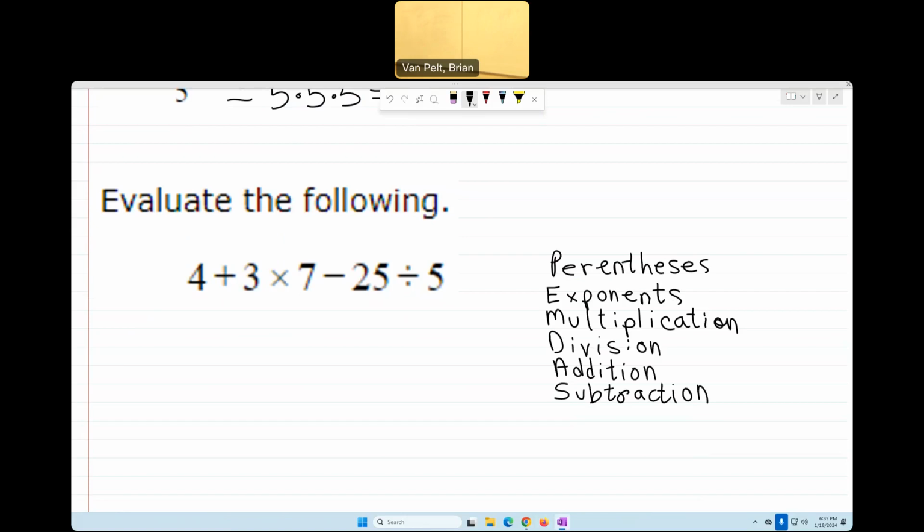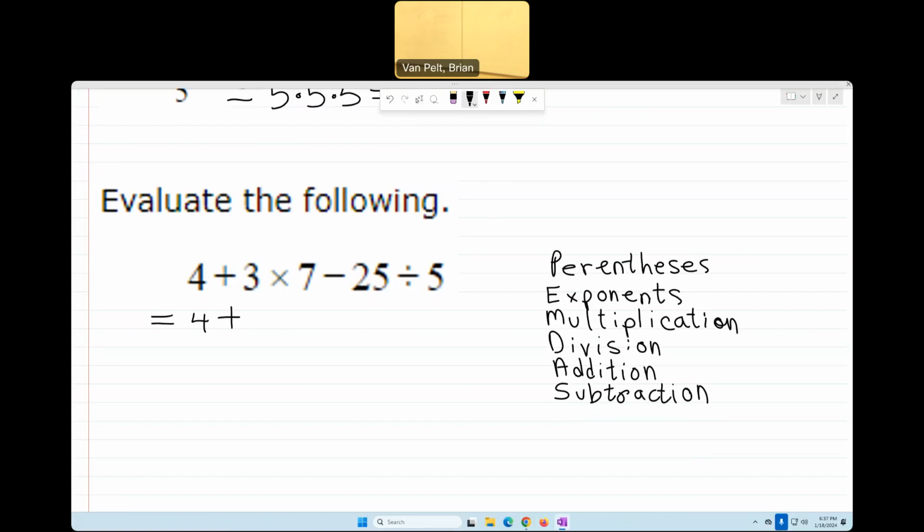All right, let's use that to work this problem here. According to this, what portions of the problem should I do first? If you look, what's the highest order of operation available? Multiplication, right? So what we could do is something like this. This is usually the way I write these problems. I have 3 times 7 equals what? 21.